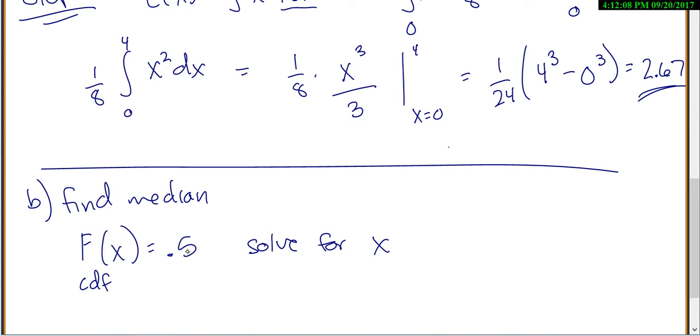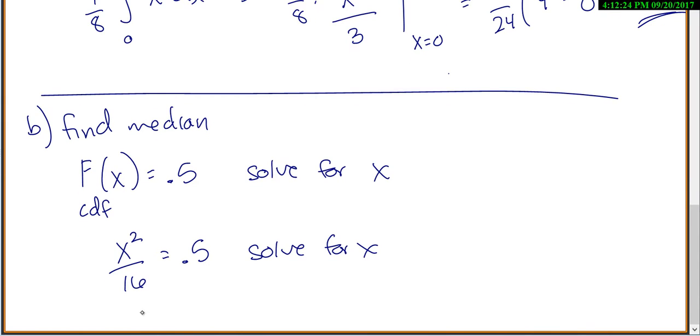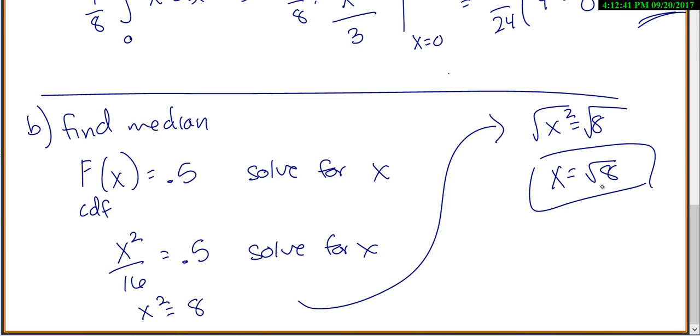The reason why is that will give you the x value that has half the probability below it and half the probability above it. So in our case, x squared over 16 is our CDF. We'll set it equal to 0.5 and solve for x. You would multiply both sides by 16, so you get x squared equals 8. If you want to solve that for x, you would take the square root of both sides, and we get x equals the square root of 8. Now technically, normally that would be positive or negative, but again, we only care about x's from 0 to 4, so we'd only care about the positive value.